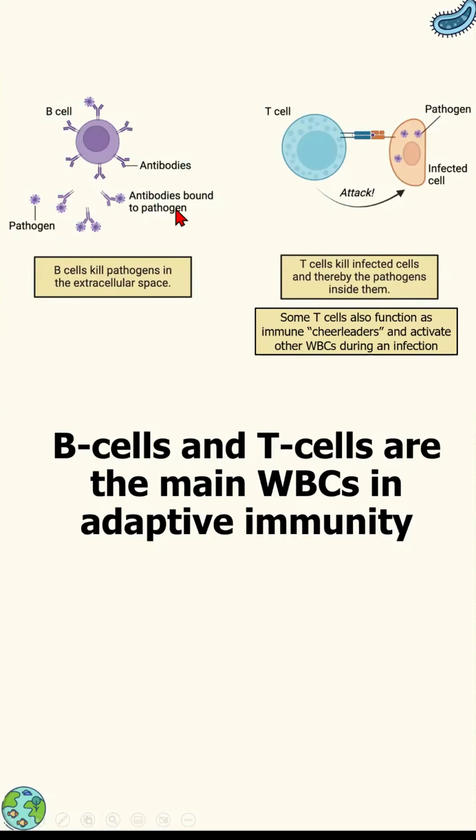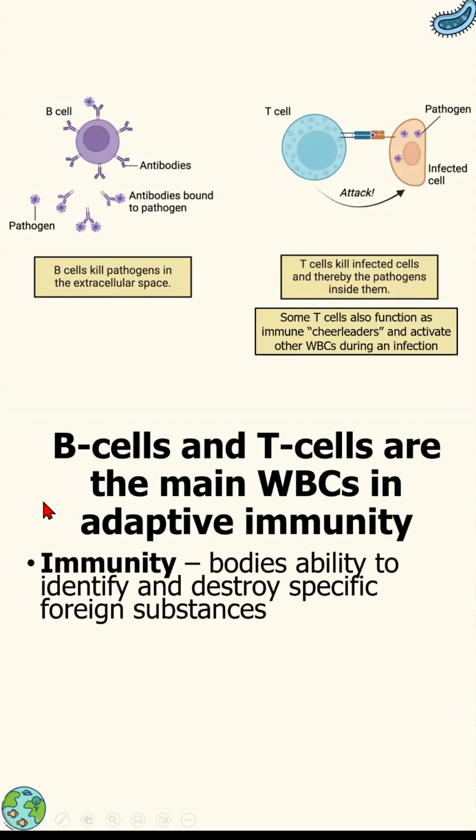There are two main cells that govern the adaptive immune system. We call them the B cells and the T cells. Now, what is immunity? Immunity is your body's ability to identify and destroy a specific type of foreign substance or pathogen. So, what that means is your immune system has already been trained and recognizes, hey, this is a virus, this is a bacteria, I already know how to kill it. And immunity is really important because if your immune system is already trained on how to fight a specific pathogen, you will not get sick, or maybe you'll get sick, but it's going to be a much shorter illness.